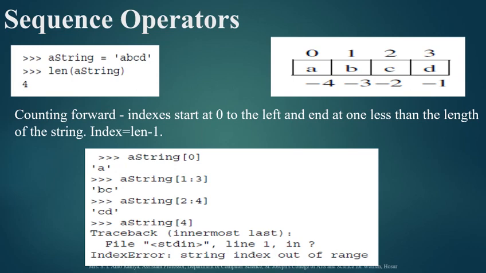A string of 2 to 4. So again here 4 won't be included. So 2 and 3 will be printed, that is C and D. Now if you try A string of 4, because A string of 4 is not there, 0 to 3 only is there, 4 is not there, it is returning an error.